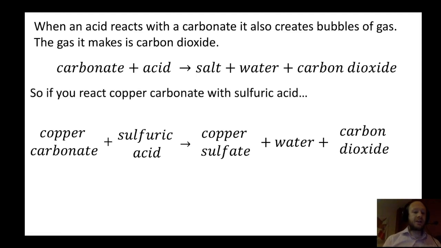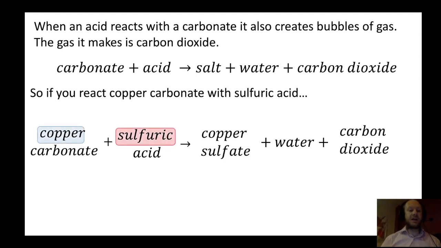So if I do a reaction, I'm going to react copper carbonate with sulfuric acid. Now look, remember I'm taking the metal of the base and we're changing the name of the acid. So in this case it's sulfuric acid, so remember that changes to sulfate. If you don't remember all this, go back and look at lesson 4 again. So what we're making is copper sulfate, making water, and we're making a third product, carbon dioxide.